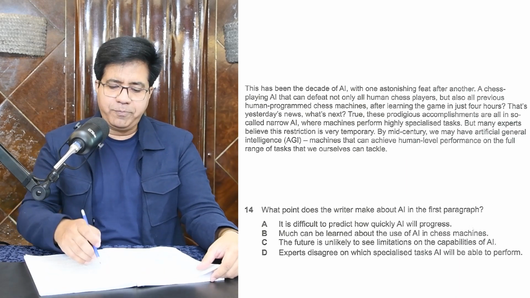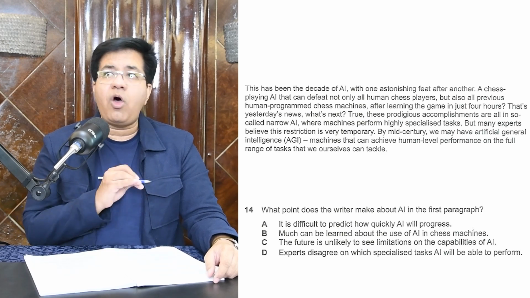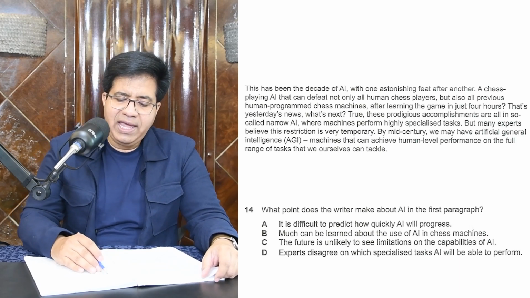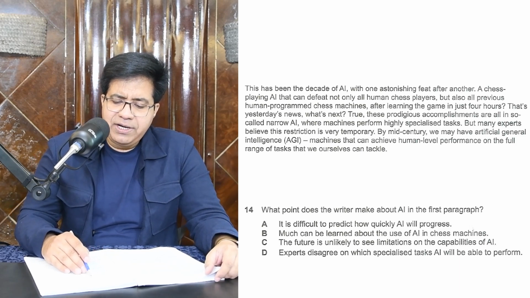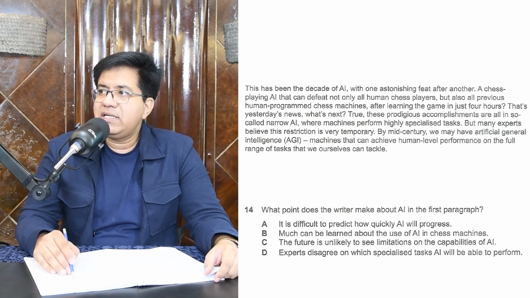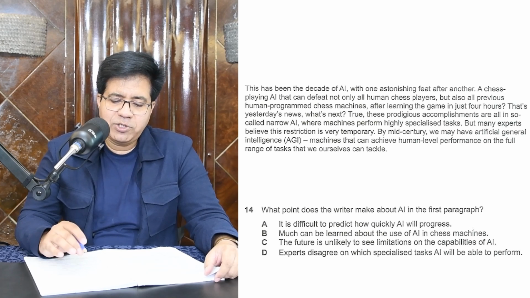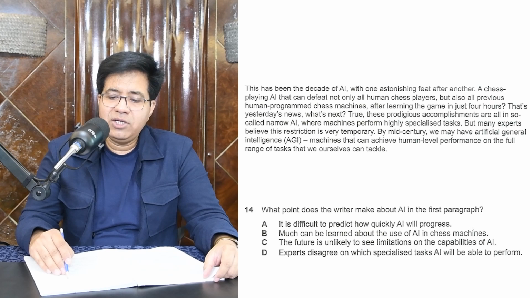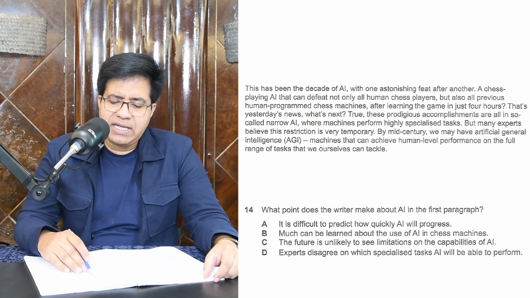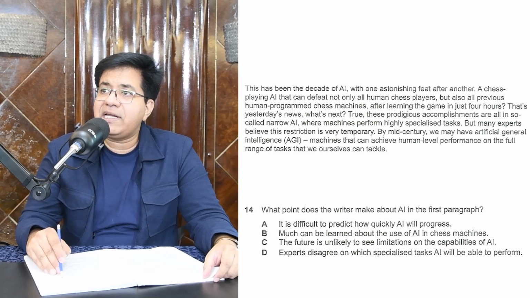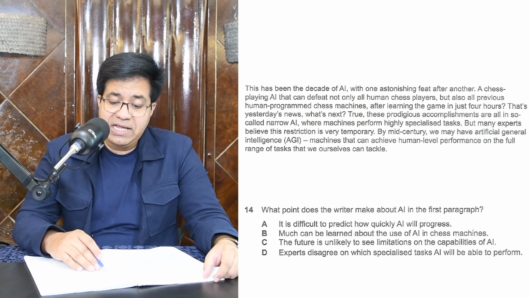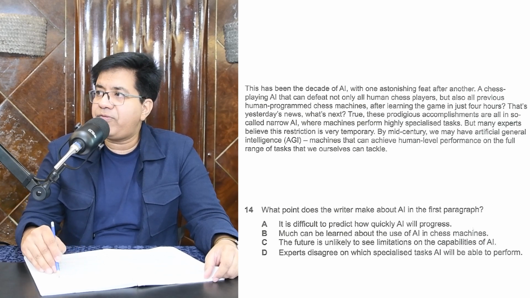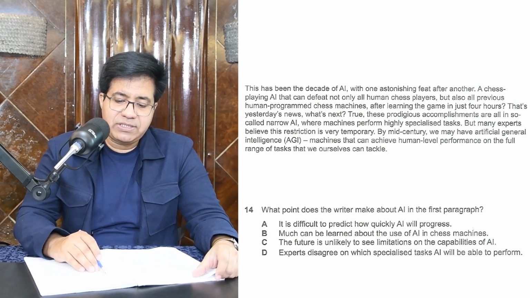Now, let's go through all the options. Removing the wrong options is called elimination. You have to eliminate the wrong choices. Option A. It is difficult to predict how quickly AI will progress. Yes or no? No. Option B. Much can be learned about the use of AI in the chess machines. No. Option C. Future is unlikely to see limitations on the capabilities of AI. Yes. Option D. Experts disagree on which specialized task AI will be able to perform. No. Correct answer is option C.